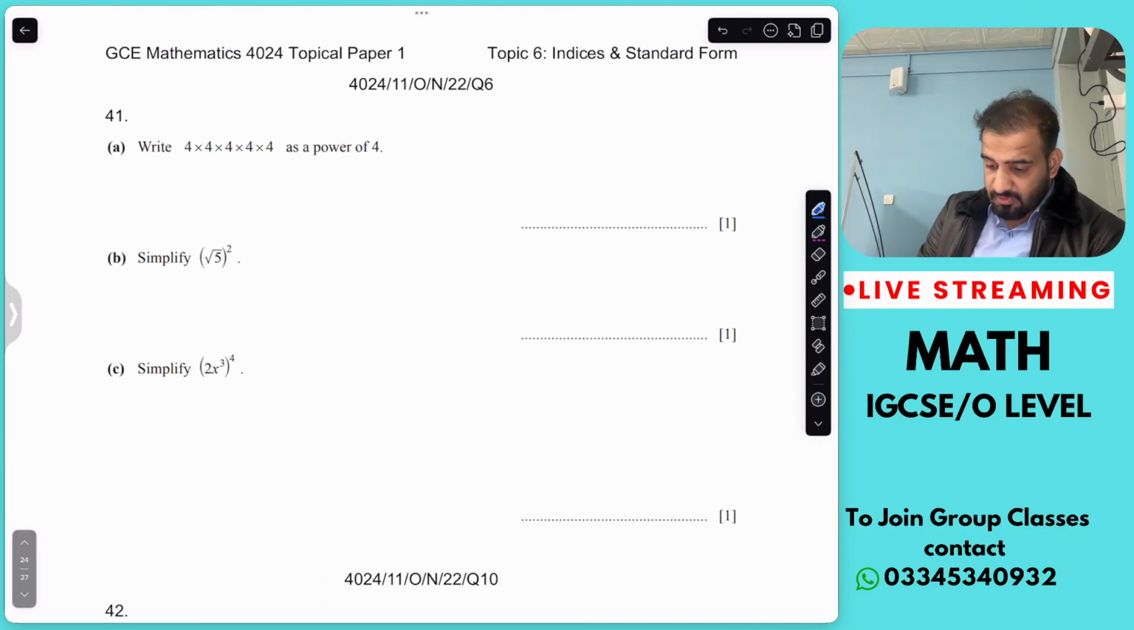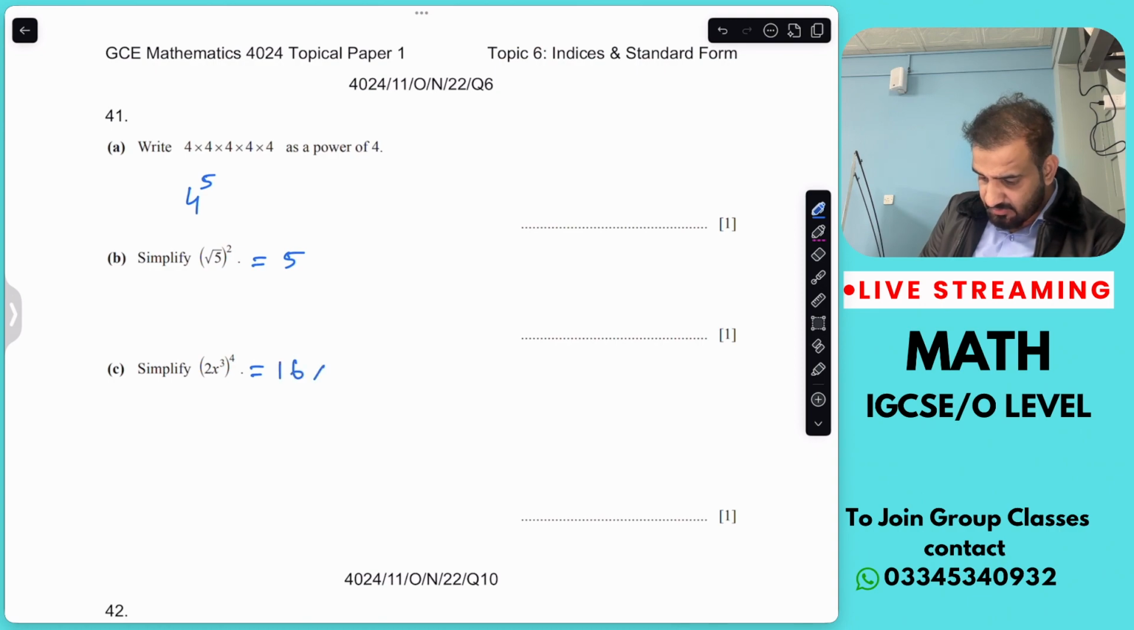Right, as a power of 4, so 4 raised to power, how many 4s are there? 5. It is simply 5. It is 2 raised to power 4 is 16. 3 4s are 12. That's it.